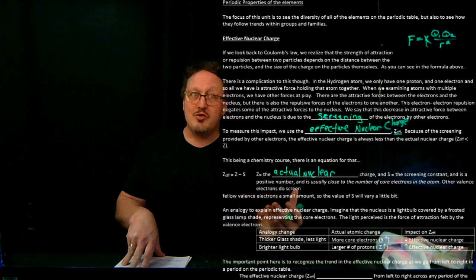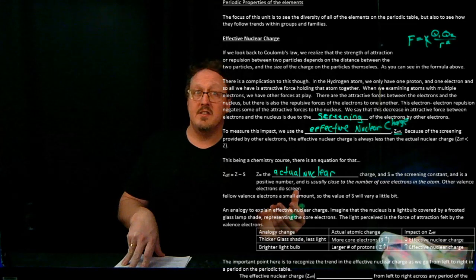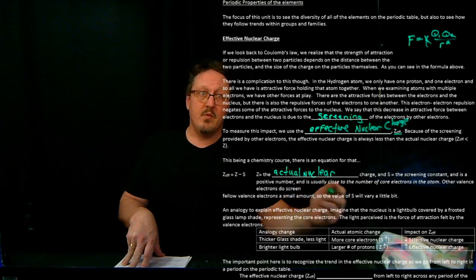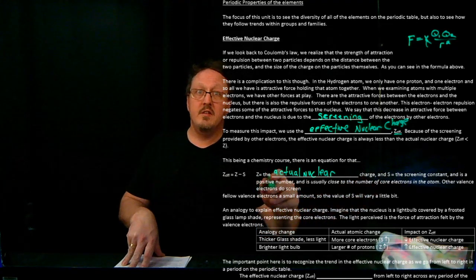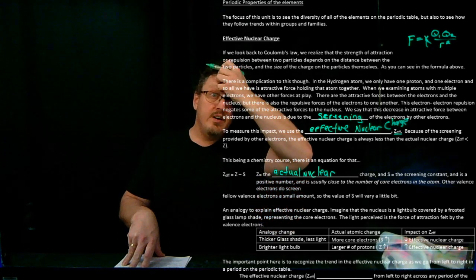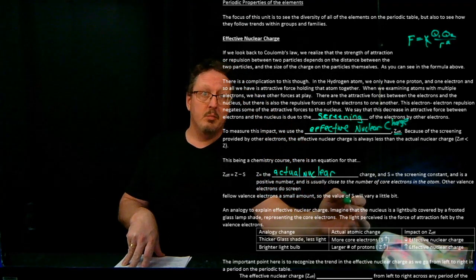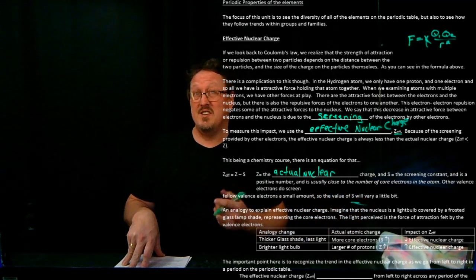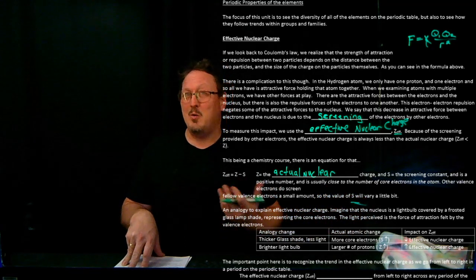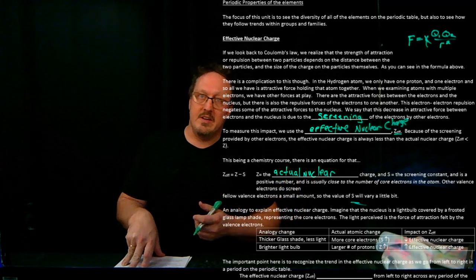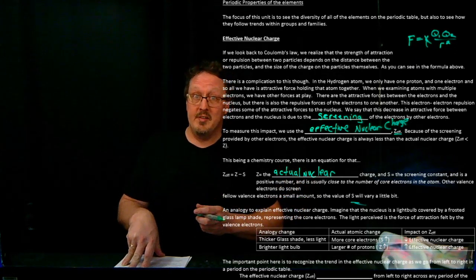It is usually close to the core number of electrons in the atom. We do have other valence electrons screening fellow valence electrons a small amount, so the value of S is going to vary a little bit. It's not a whole bunch, but it is something that is going to be a little bit different from time to time.